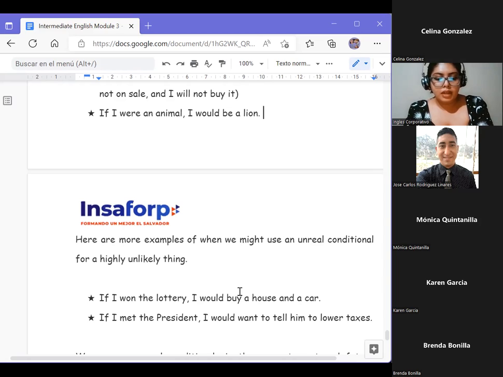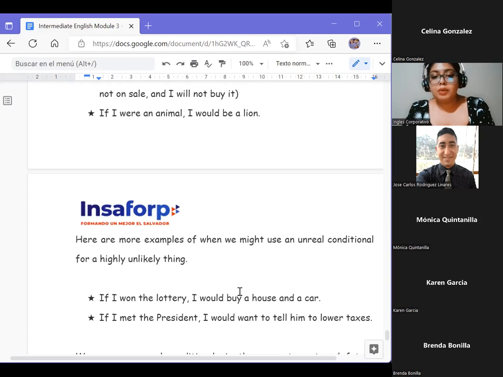So in that case, no lo podemos poner en el real, porque sí es una situación real. Sí lo entendemos como una situación real, pero estamos diciendo que es una situación muy, muy, muy difícil y es improbable, ¿verdad? Que a todos nos pase. Sí podemos encontrar personas que han ganado la lotería, pero no todos vamos a tener esa misma suerte. Entonces, por eso lo que estamos en unreal situation.